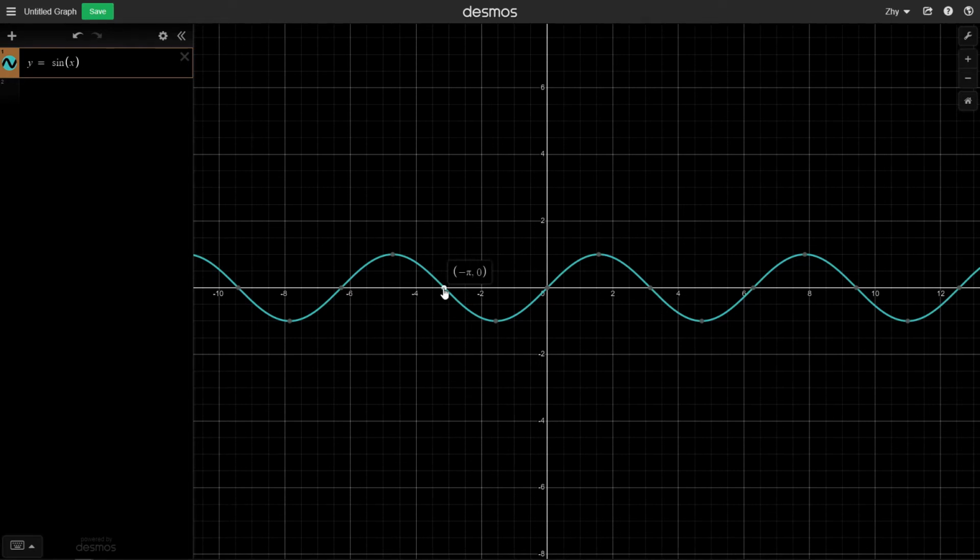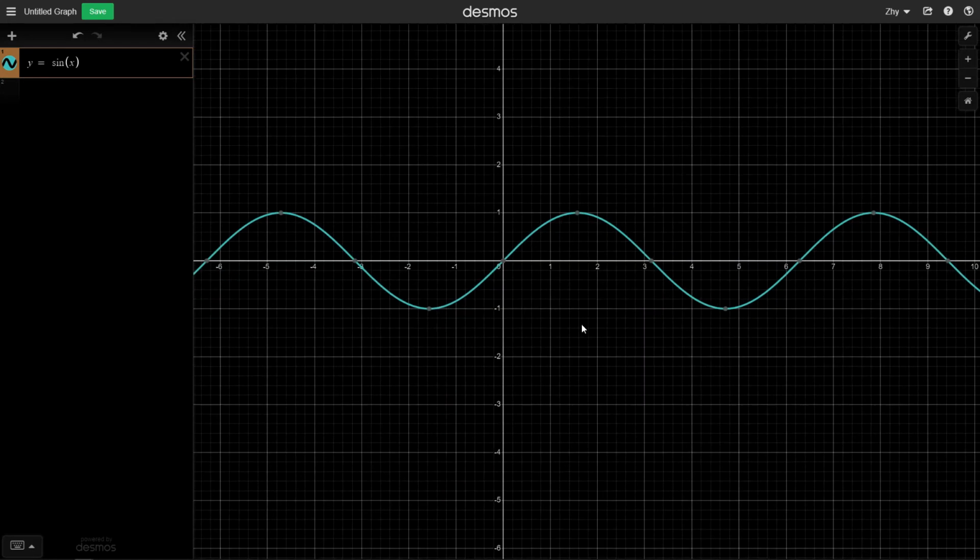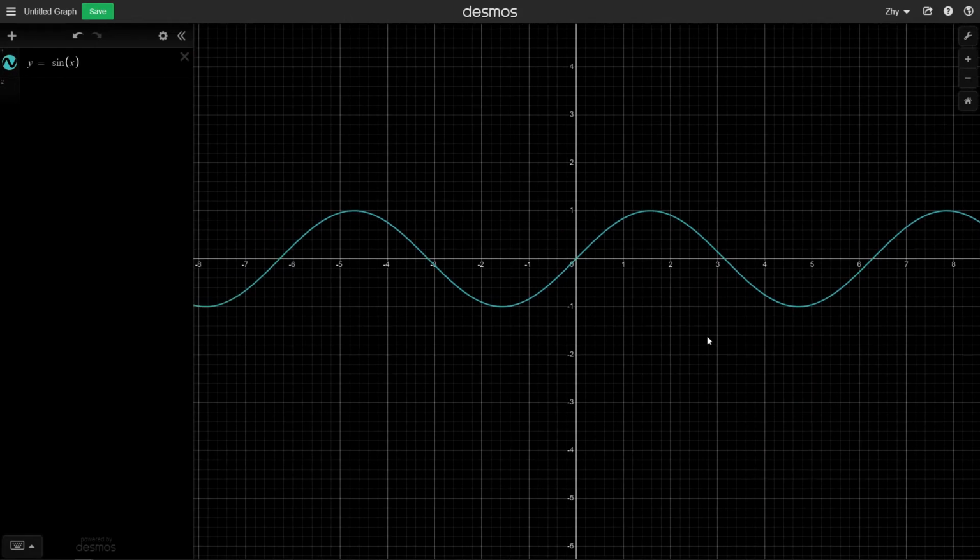Now, from this problem, what is the period? From negative pi to pi. The period is the distance from this point to that point. What is the period? 2 pi. From negative pi to 0 the distance is pi, and from 0 to pi is also pi, since we have no negative distance. So this is pi, and this is also pi, and that makes the period 2 pi. Understood?